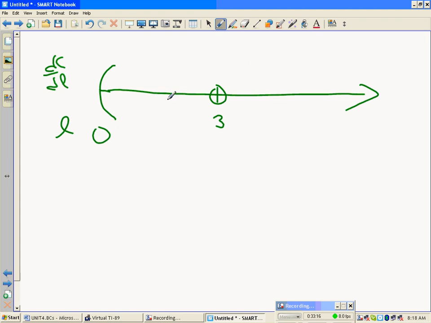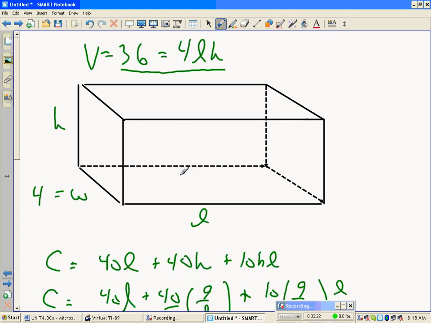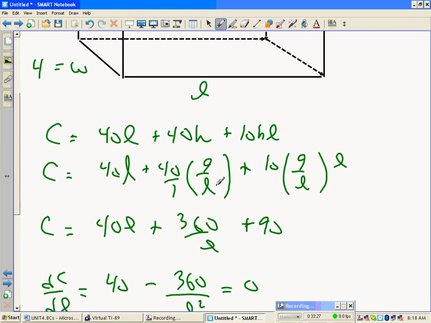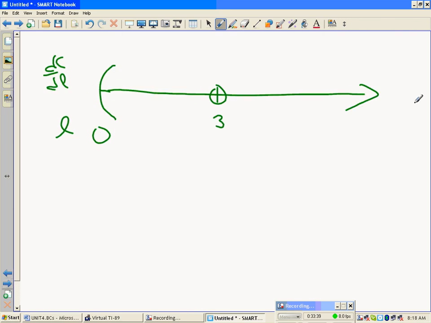Now, technically, L could be infinite, I suppose. Not infinite, but if L gets really, really humongous, then H just gets really, really small. L can never be infinity, and H is never going to be 0. So saying that that's the domain makes sense. It can go as big as it wants, except it's not infinite. All right, so what do I want to do? I want to evaluate C prime before 3 and after 3.